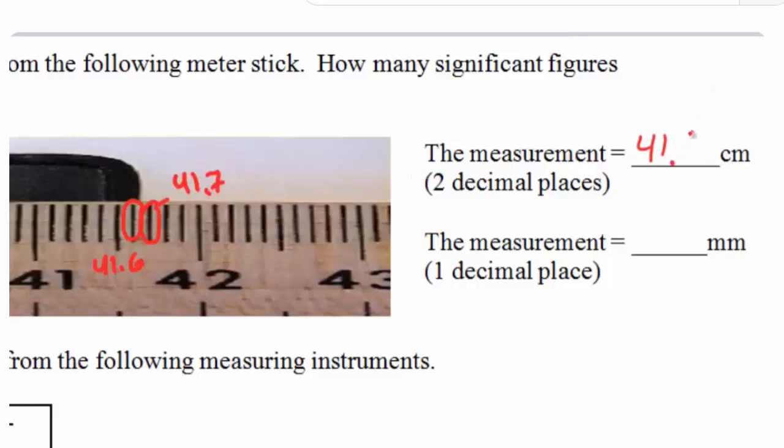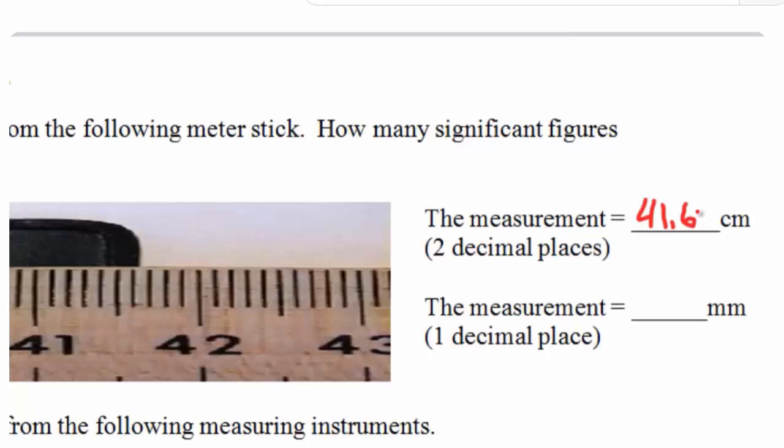So it's 41.6, and then we have to estimate this digit here. And you can see here it's closer to the 41.6, so you could go with 41.63 or 41.64 or even 41.62. It can't be 41.65 because there is no way it's exactly in the middle here. It's closer to the 41.6. So all those are possible answers.